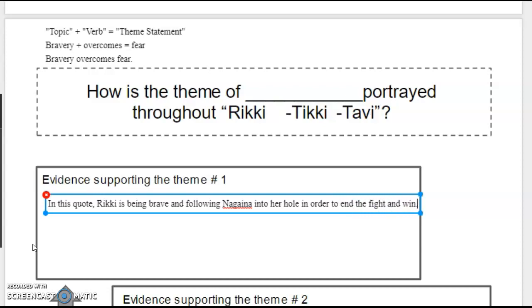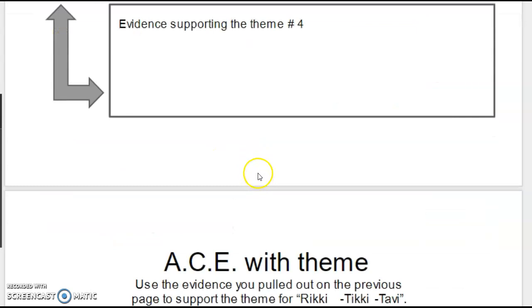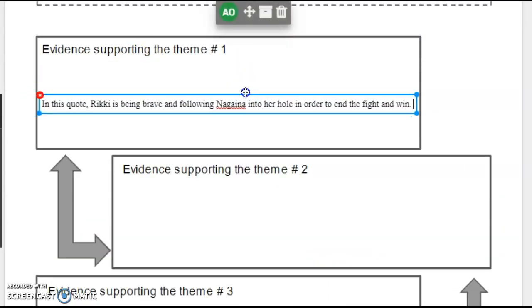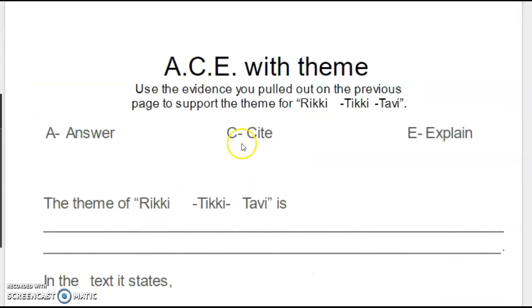Okay? So if someone had never known this story, they would know, oh, this character, Rikki, is following Nagaina into this sort of hole, this cave, in order to end a fight, something that's been going on. And they're going to do that for all of these. Quote and paraphrase. Quote and paraphrase, if I did not make that clear.